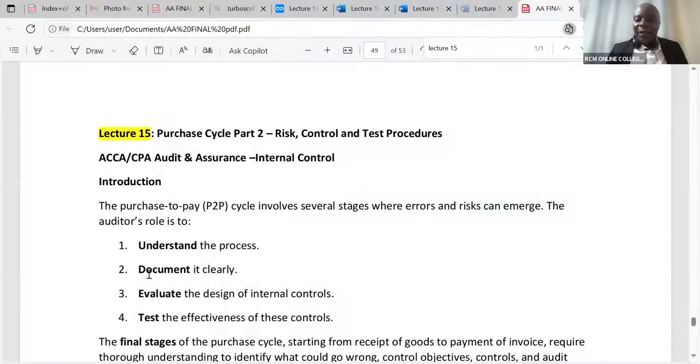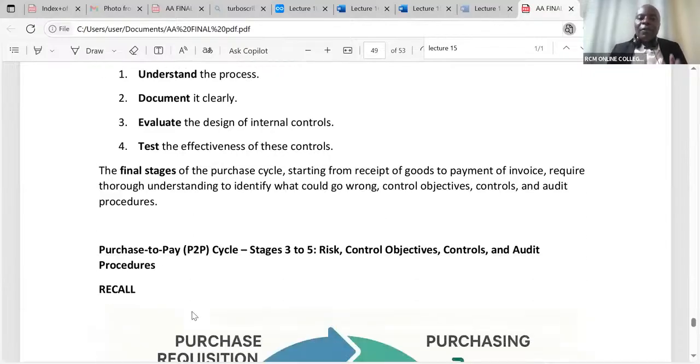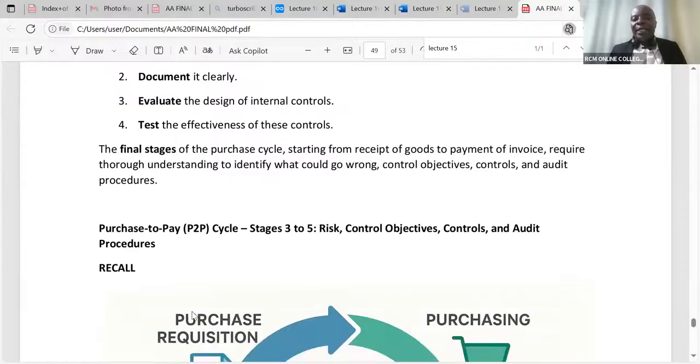Now, ladies and gentlemen, I hope that is very, very clear. The final stages of the purchase cycle, starting from receipt of goods to payment of invoice, require thorough understanding to identify what could go wrong, you as an auditor. The control objectives, controls, and audit procedures. Now, purchase to pay, purchase until you move through that cycle where you pay.